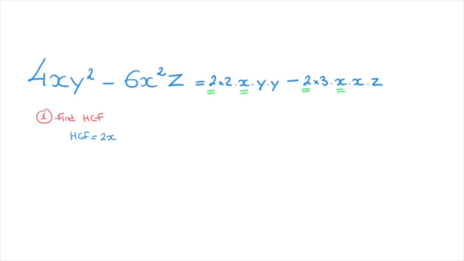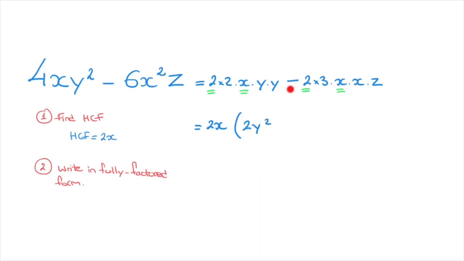Now that that's done, we move on to step 2, and in step 2 we rewrite this entire expression in its fully factored form using the highest common factor we just found. So I'll just say write in fully factored form. To do that, we say that this equals the highest common factor, that's 2x, times, in parentheses, all of the factors that weren't underlined in the first term, so that would be 2 times y, that's 2y squared.